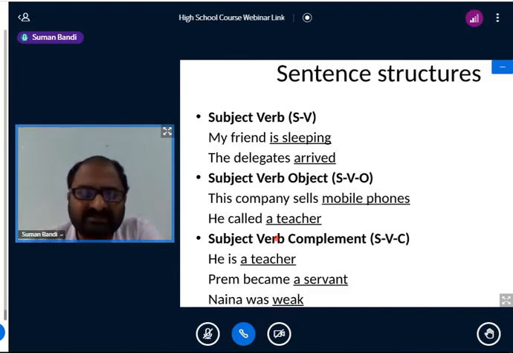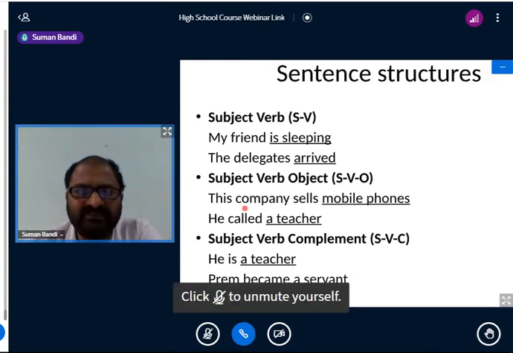So, subject normally we define as the doer of the action. Object is the receiver of the action. All right. There's also a shortcut which teachers usually use, what and whom. By asking the questions what and whom, you can always identify the object. If you want, you can test these by asking these two questions. The company sells what? Mobile phones is the object. He called whom? Because there's a person. He called a teacher. So these two are objects.